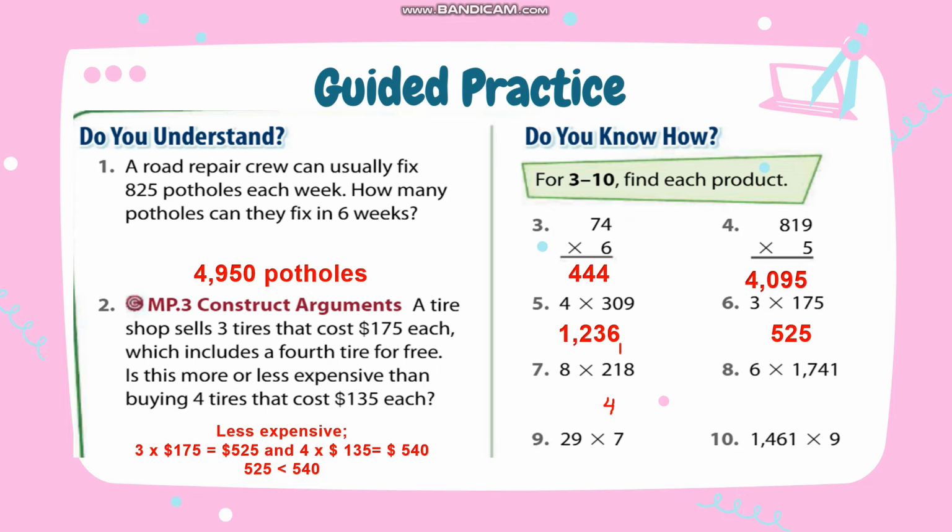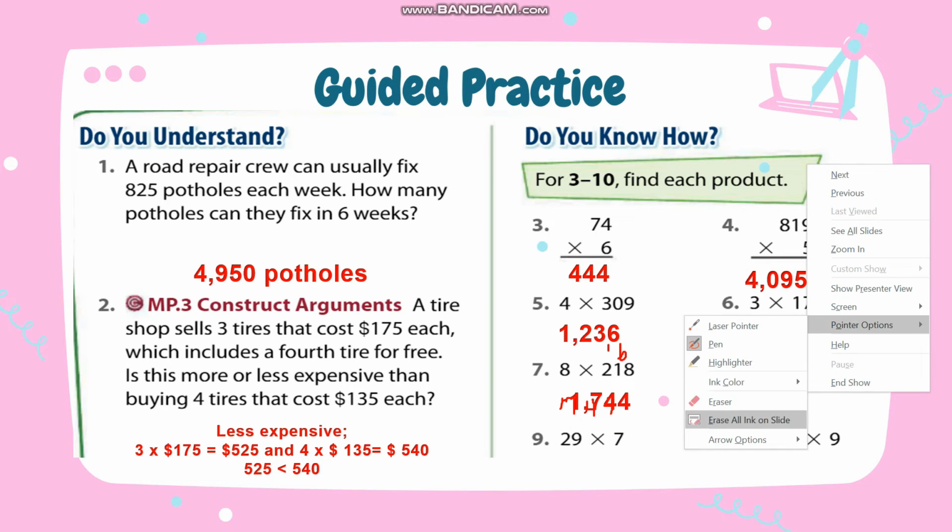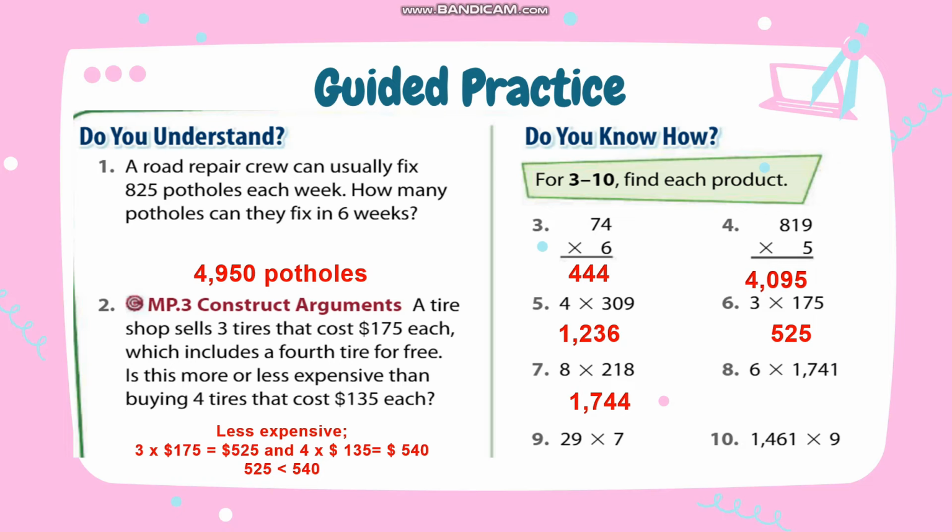Next, 8 times 8 is 64. Regroup 6. 8 times 1 is 8 plus 6 is 14. Regroup 1. 8 times 2 is 16 plus 1. So the answer is 1,744.